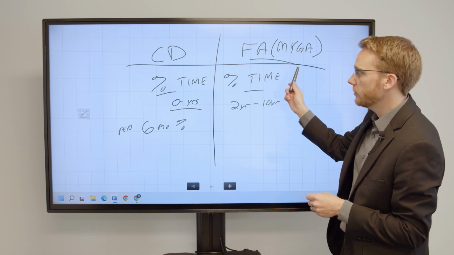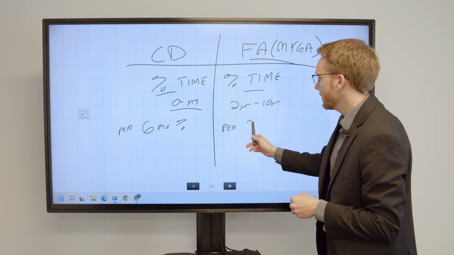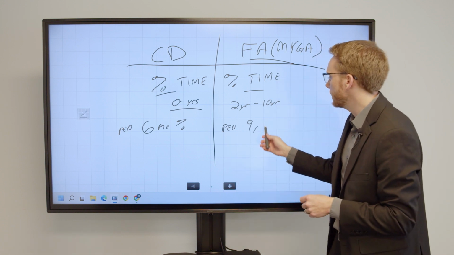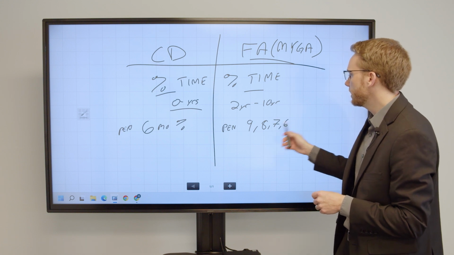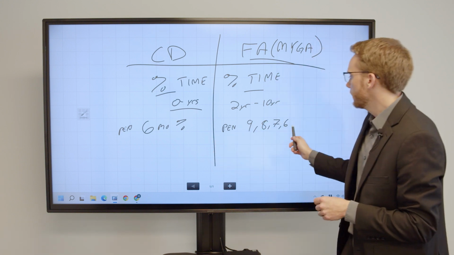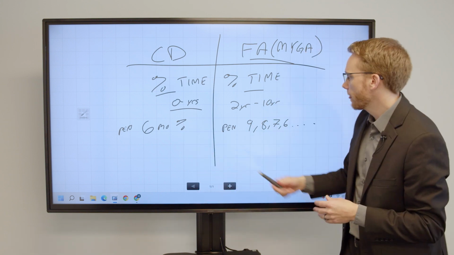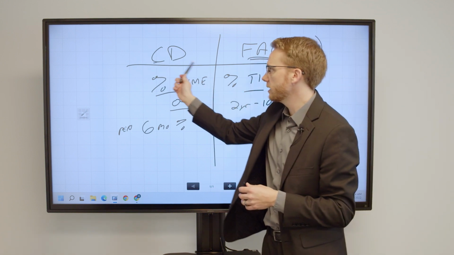In your fixed annuity world, your penalty, typically, in year 1, it might be as high as 9 or 10%. In year 2, it might be 8%. In year 3, it might be 7 or 6, depending on how long it is. So your penalties to leave earlier are much steeper on this course versus this course.